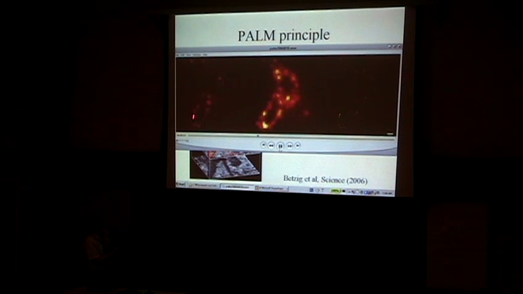The trick here is that at any given moment you don't want to have too many fluorescent molecules there, because then you cannot find and fit the data from a single molecule. Eventually they can get a very high resolution image.